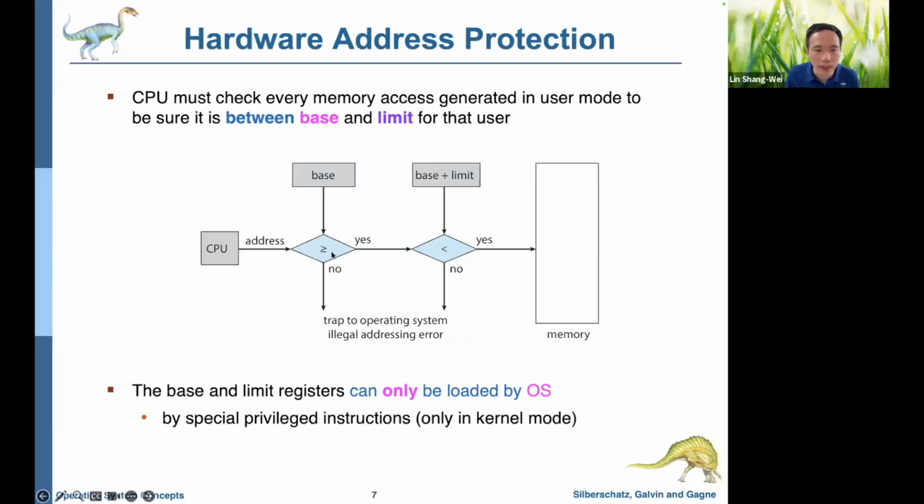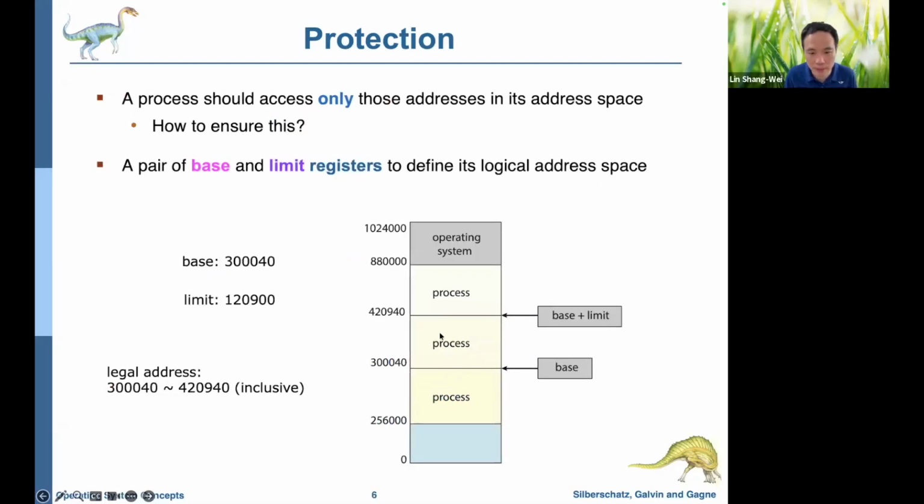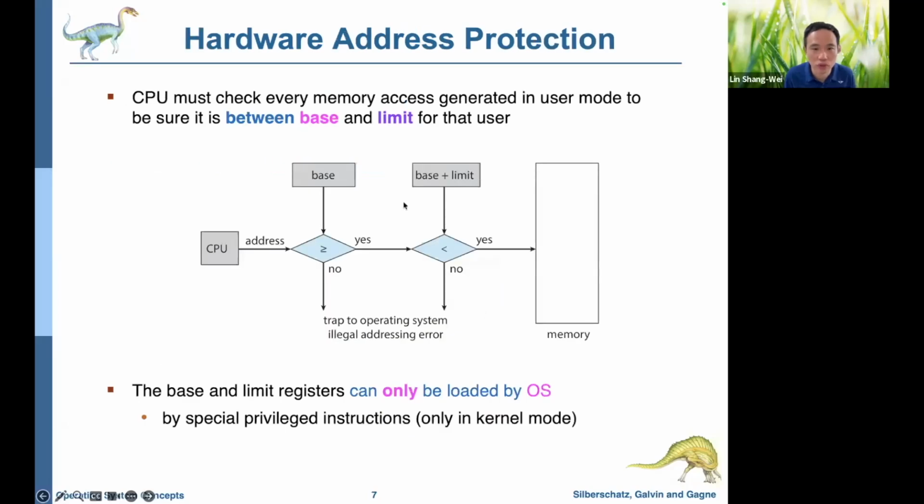And let's see this branch. The address is bigger than the base register, which means it is okay. It's above this line, but we still need to check whether it is below this line. So we need to check whether the address is less than the base plus limit. If yes, then this is a legal memory access. If not, then we're going to have another trap. Since these two registers are provided by the hardware, only the operating system can access them, and usually it will be via some special privileged instruction and only in kernel mode.